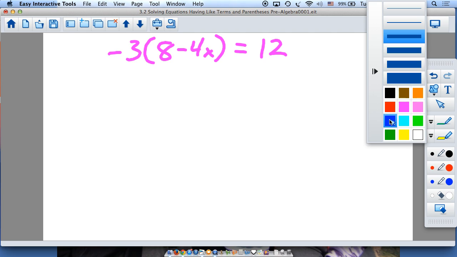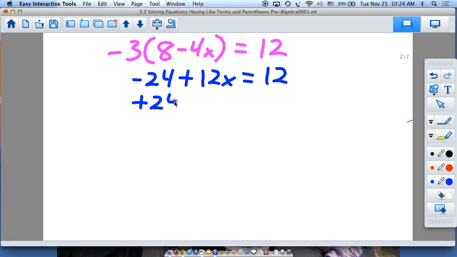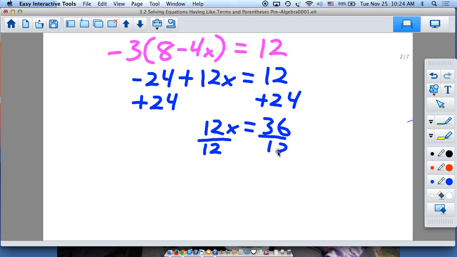I was solving this, I distribute the negative 3 to 8, so I get negative 24. And negative 3 times negative 4x is a positive 12x, which equals 12. Now we've got to start getting the x by itself, so we're going to add 24 to both sides. And I'm left with 12x equals 36. Divide both sides by 12, and x equals 3.